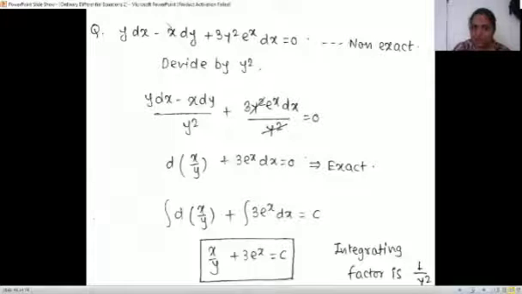the inspection method. What we do here is, y dx minus x dy is visible. And if there is an upon y square term, this is the derivative of x by y, right? So what we do here is we divide the whole equation by y square. So we get this term, and here y square gets removed. So this is nothing but the derivative of x by y, and this is 3 e raised to x dx.